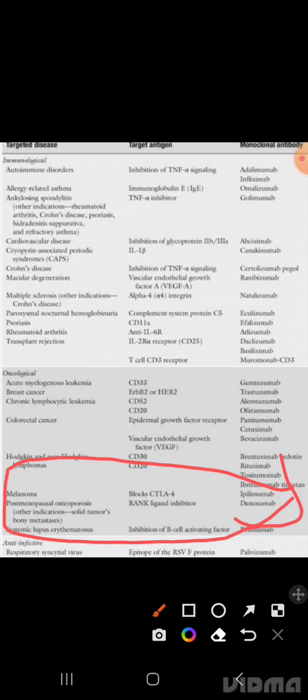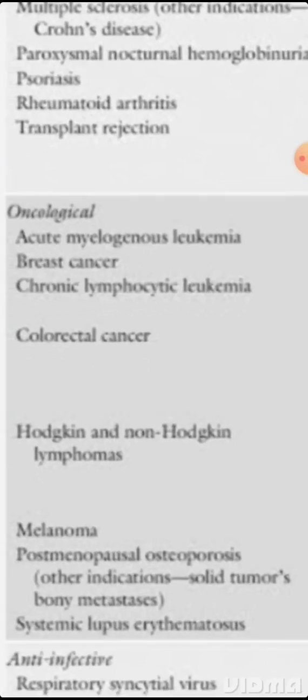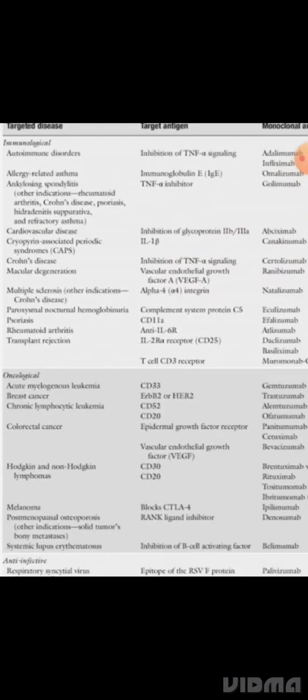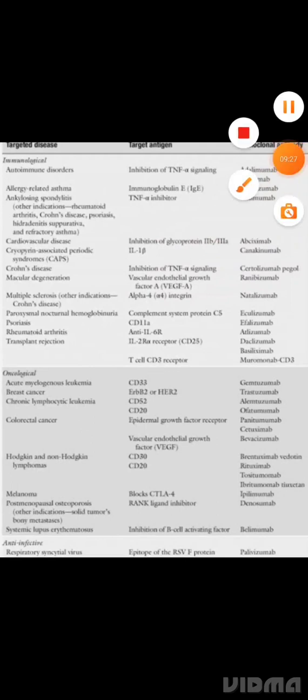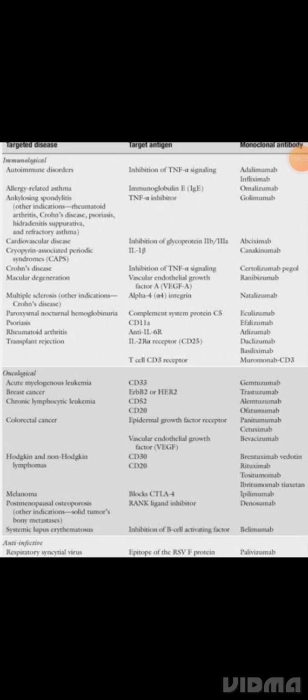Here it is written, in post-menopausal osteoporosis. Some other drugs are also given in this page, that is monoclonal antibodies and their targets. For example, I'll explain only one or two examples. Adalimumab, which is an inhibitor of tumor necrosis factor alpha signaling, TNF alpha. Mainly adalimumab is given for autoimmune disorders.